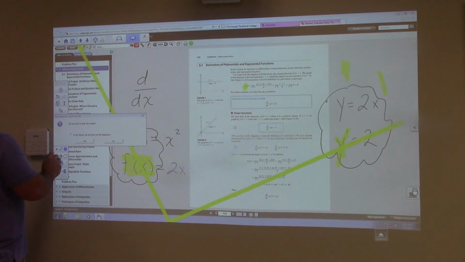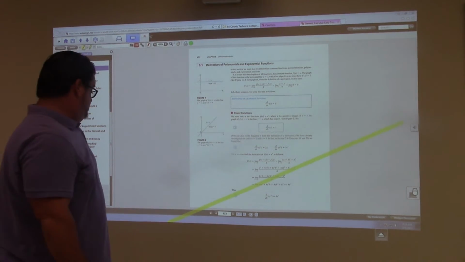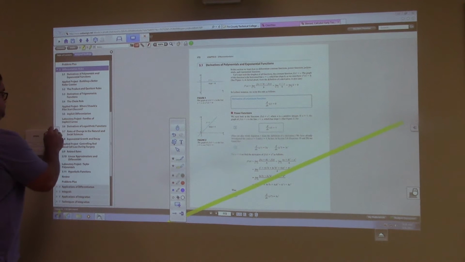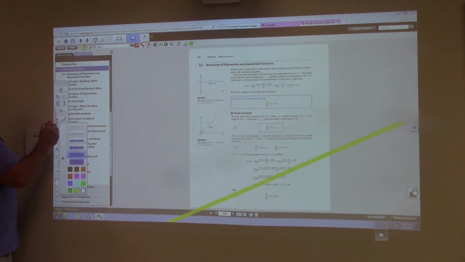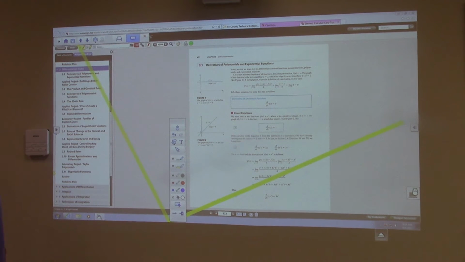So now look at this first one. What's the derivative of any number? The derivative of any number is 0. So you need to write that down. The derivative of any number is 0. So the derivative of 5 is 0. The derivative of 100 is 0.